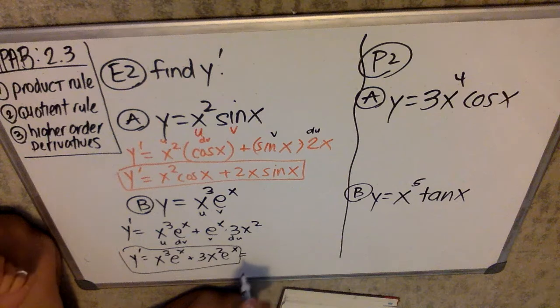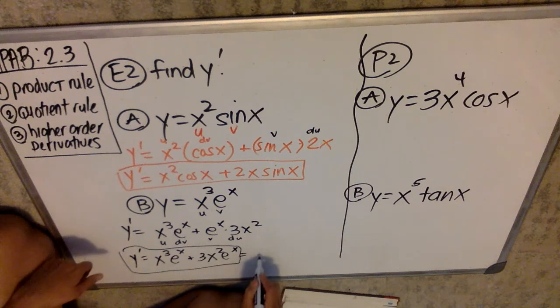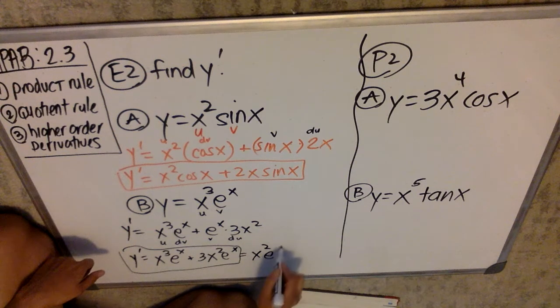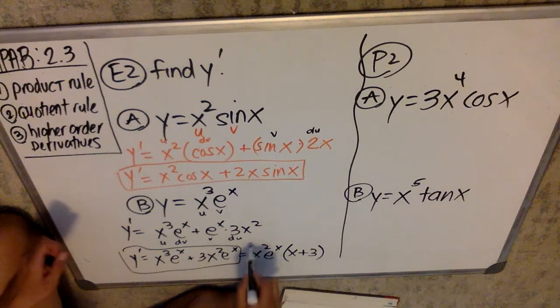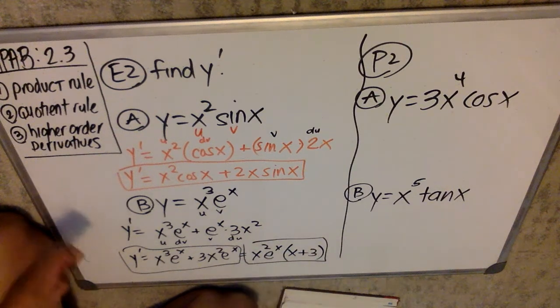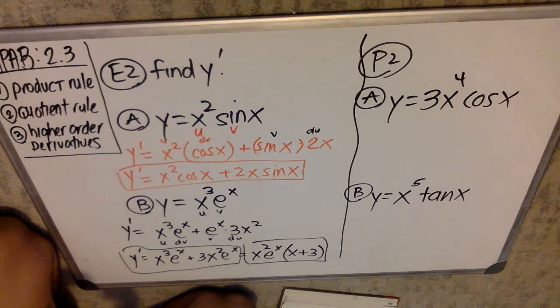But there's a good chance that if you were looking at a multiple choice answer, this one would take out a GCF of the x squared e to the x and leave you with an x plus 3. Okay? Which would also be a totally acceptable x squared e to the x times an x plus 3. So if you want to pause me, go ahead. I'm going to walk through P2, and you should try P2 as well.